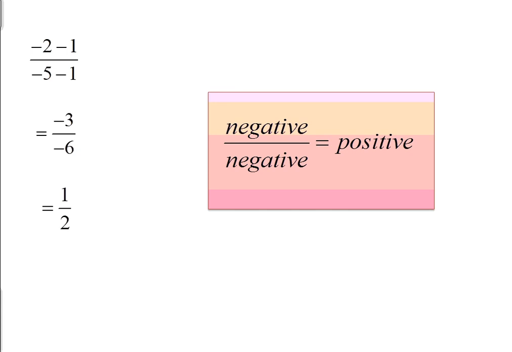a positive. We always have to remember that a negative divided by a negative is a positive, and a fraction is a division or quotient, so the same rules apply. So negative 3 over negative 6 reduces to positive 1 over 2.